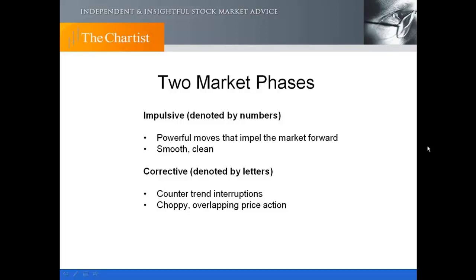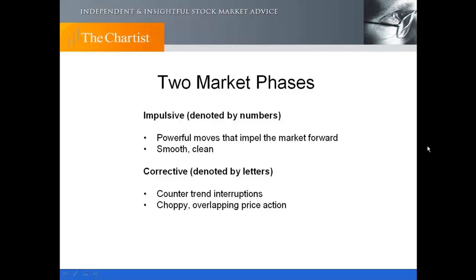Okay, so an impulsive movement is a powerful move that impels the market forward. These are the moves we want to capture. They're smooth, they're clean, they are the trends. These are the moves we want to capture, the impulsive moves. So we always label them with numbers. The corrections, they're counter trend interruptions within the bigger trend.